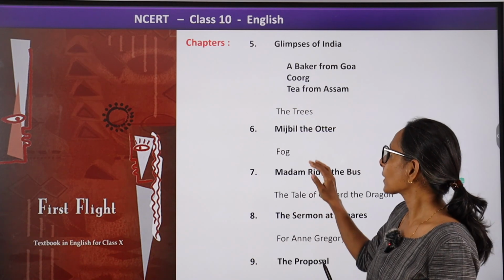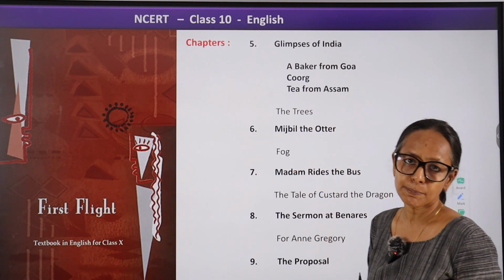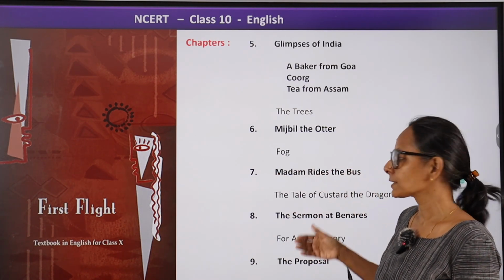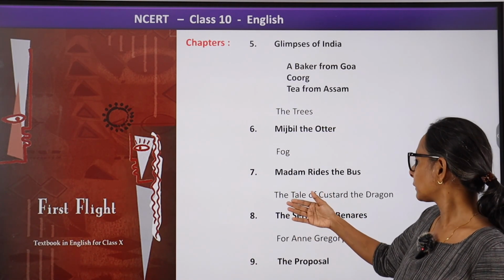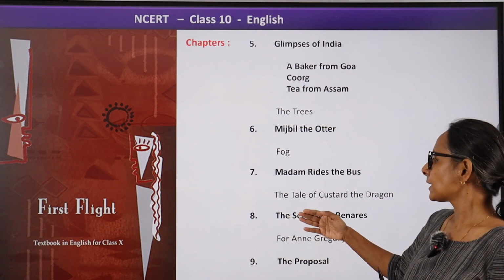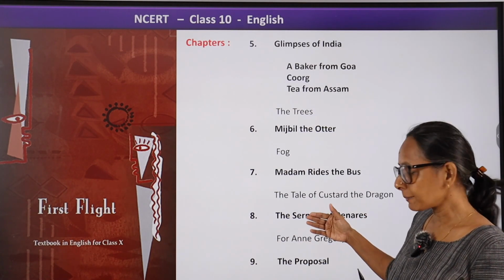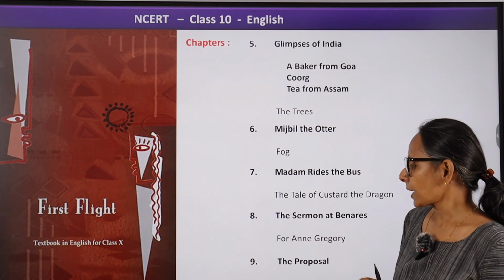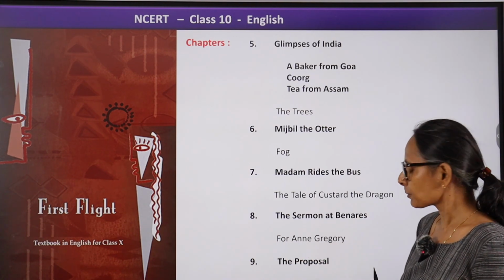Chapter 6 has Mijbil the Otter as its prose and Fog as the poem. Chapter 7, Madam Rides the Bus, and under it we also have a poem called The Tale of Custard the Dragon. Chapter 8 is The Sermon at Benares, and the poetry under this chapter is For Anne Gregory. Chapter 9 has only 1 prose, doesn't have a poem in it, and that's The Proposal.